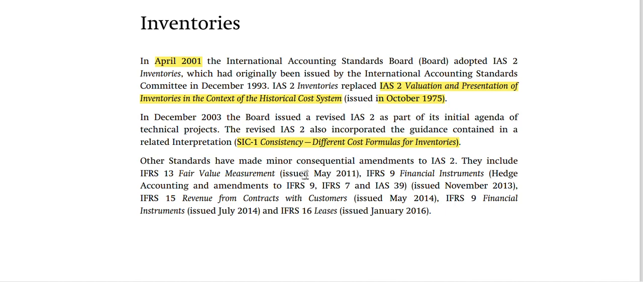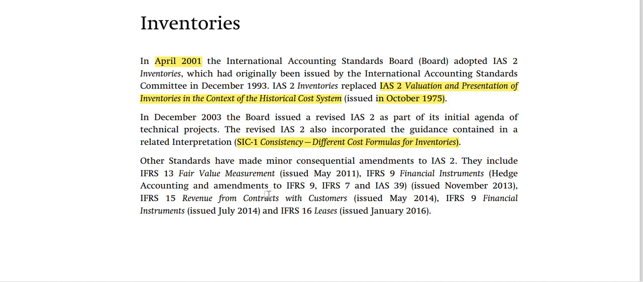Other standards have made minor consequential amendments to International Accounting Standard 2. They include IFRS 13 Fair Value Measurement, issued in May 2011; IFRS 9 Financial Instruments, Hedge Accounting, and amendments to IFRS 9, IFRS 7 and IAS 39, issued in November 2013; IFRS 15 Revenue from Contracts with Customers, issued in May 2014; and IFRS 9 Financial Instruments, issued in July 2014, as well as IFRS 16 Leases, issued in January 2016.